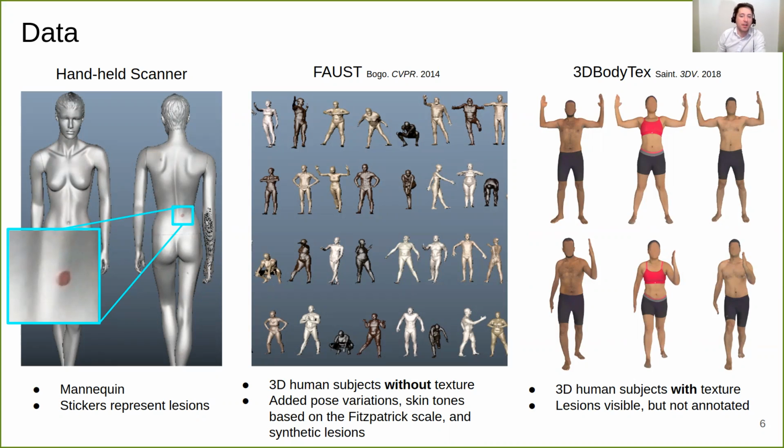So we added different pose variations, skin tones, as well as synthetic lesions. And then finally, we looked at a data set called 3D body text, and this has 3D human subjects with texture, so with skin. And the lesions are visible on there on the skin, but were not annotated.